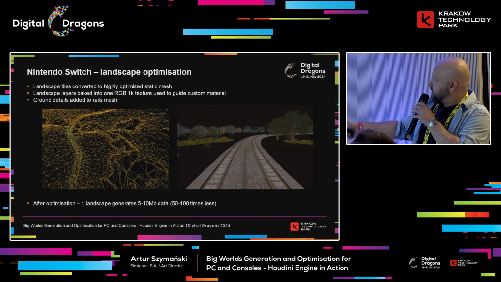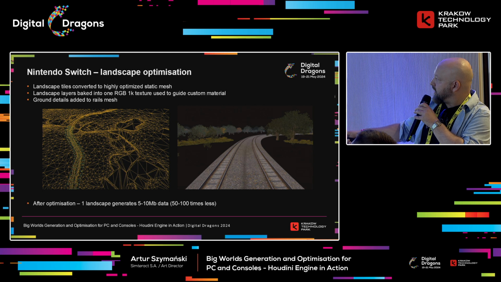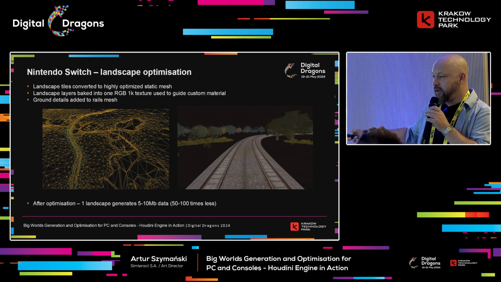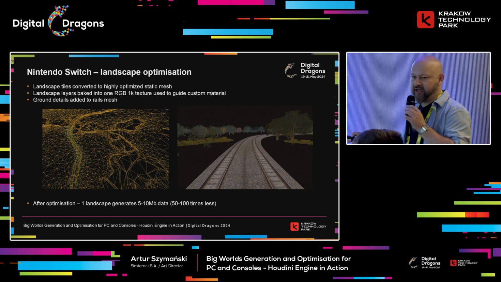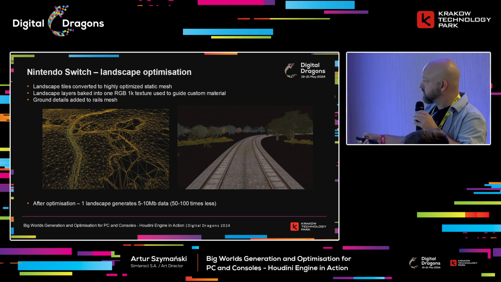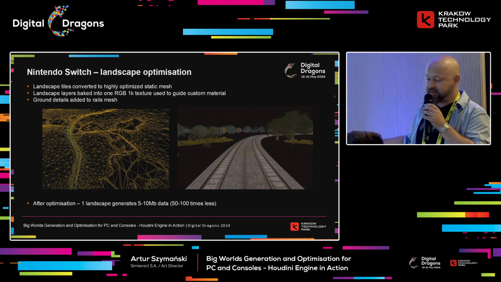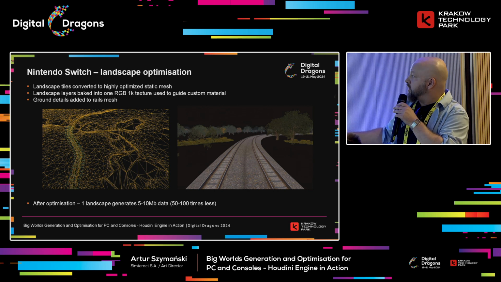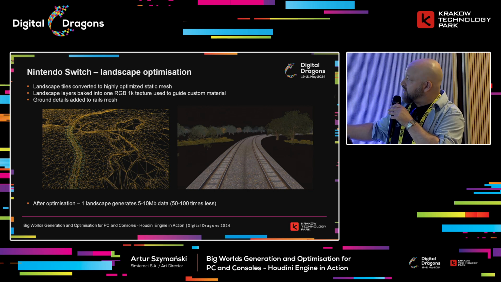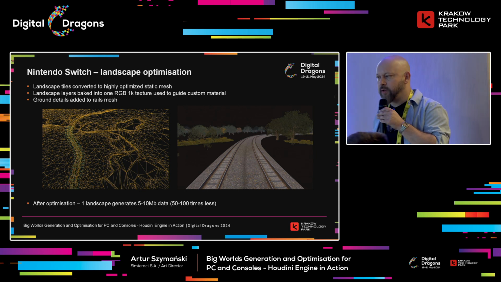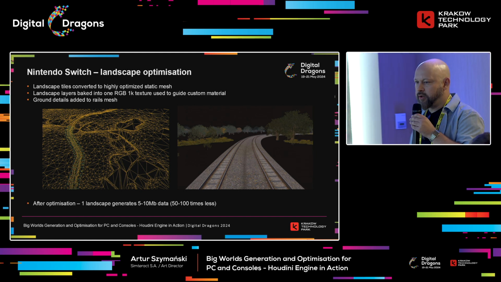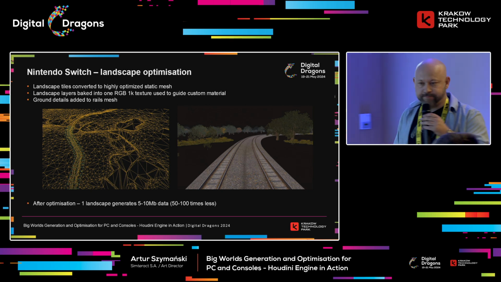And this is the highly optimized landscape that we ended up with. And those were much, much lighter. The difference was huge. At that point, it was 100 times less data. But even with keeping a lot of details near the tracks, it was not precise enough not to look horrible near the tracks.